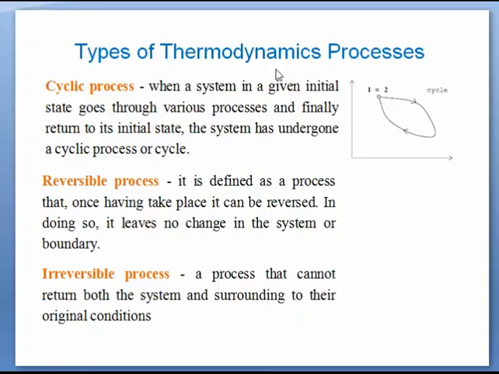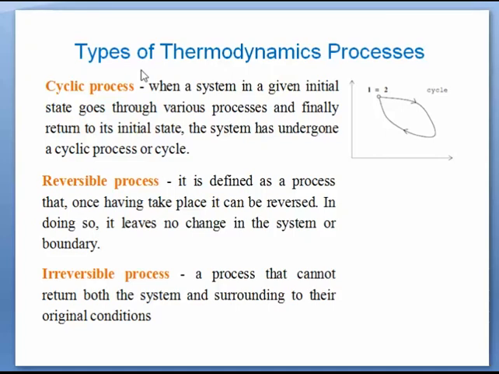Thermodynamic processes are basically classified as cyclic process, reversible process, and irreversible process. A cyclic process is one in which a system starts from one state, and after passing through different processes, again returns back to its initial state. Then we can say that the system has undergone a cyclic process.